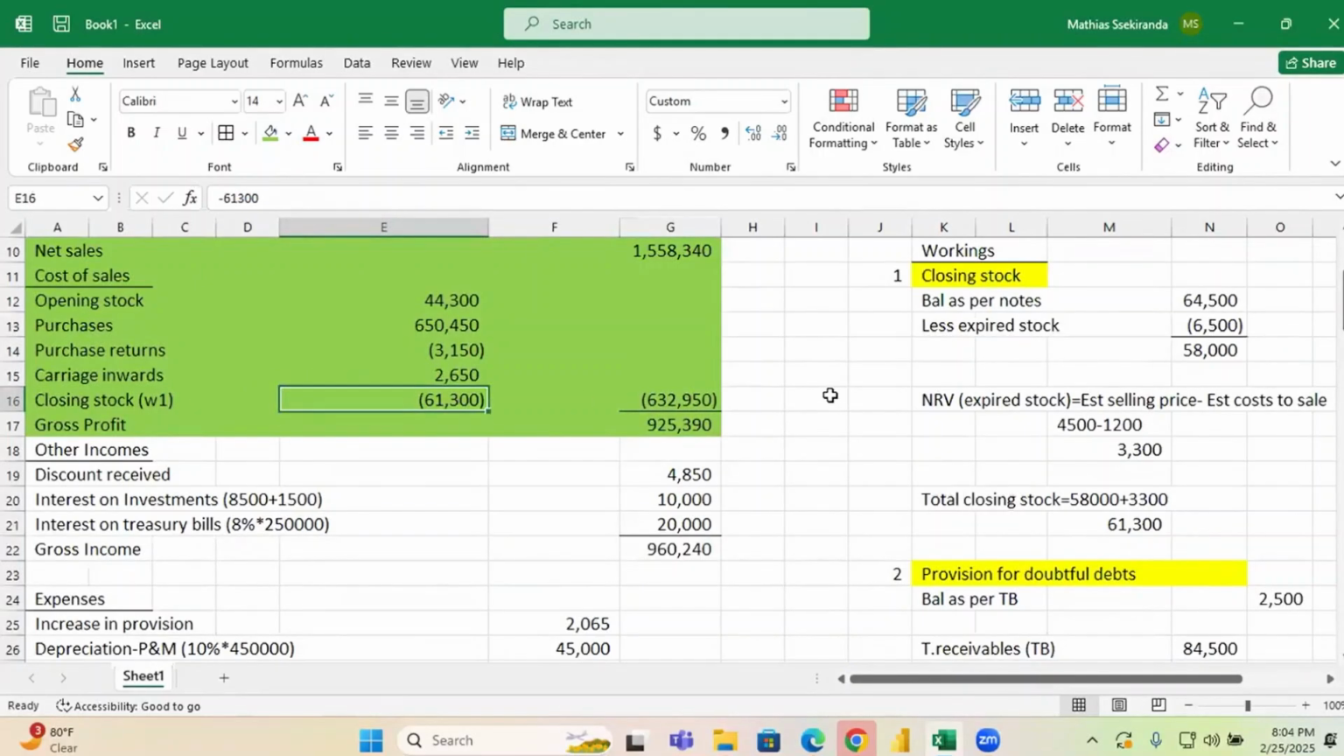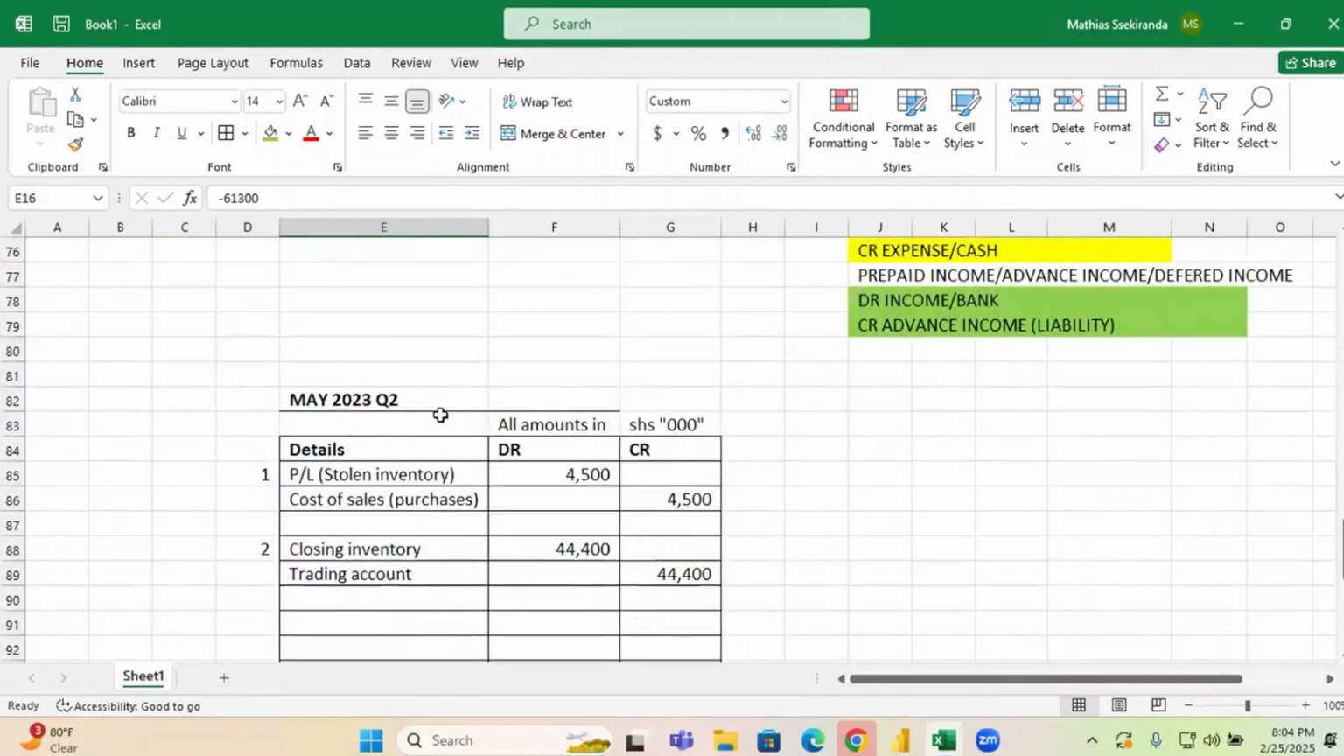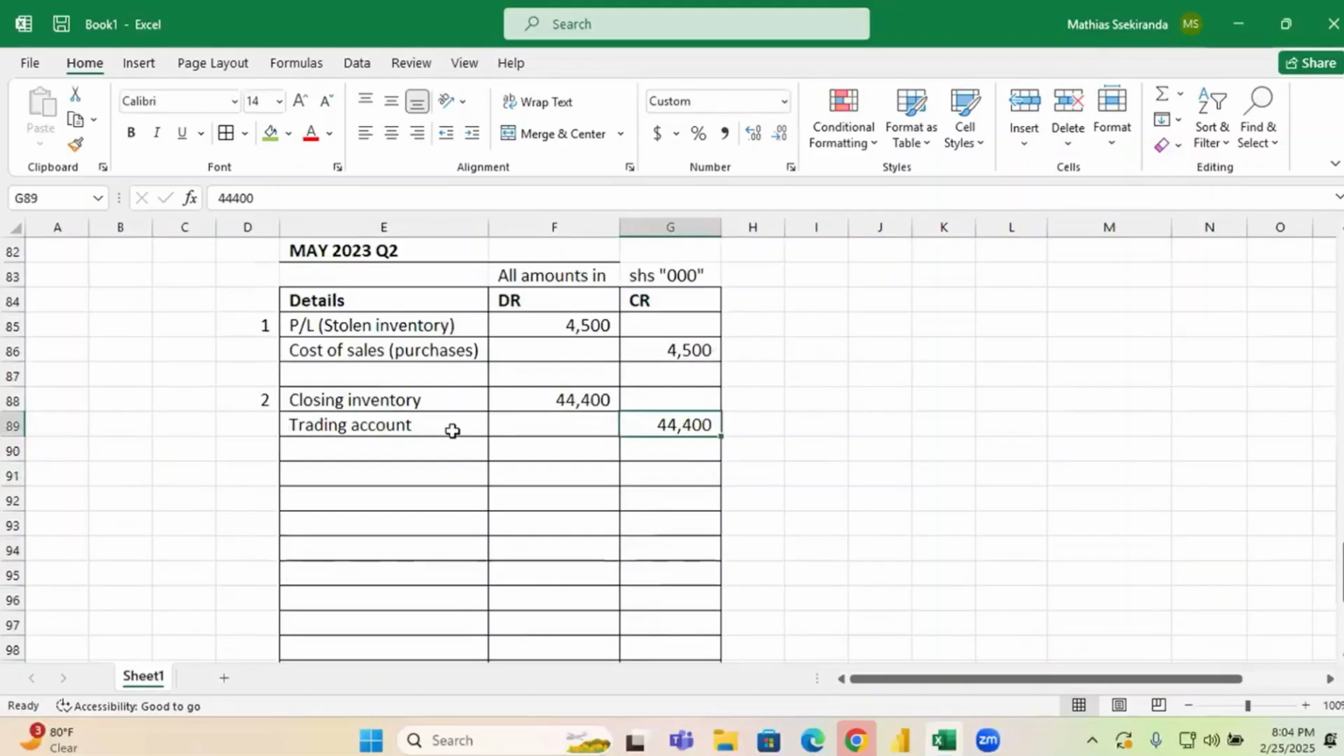It is a credit under cost of what? Of sales. So that's what it means by crediting trading account, because you list it under the cost of sales. Under the trading account, it is listed. That's why we say that we credit trading account. Are we together, guys? Hope we've understood that entry.